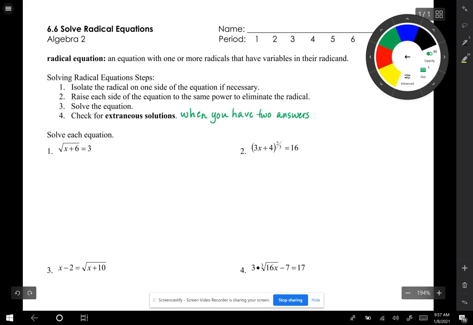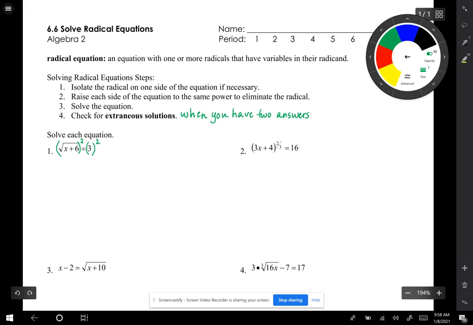And so let's go ahead and begin and do example number 1. We'll start with a little easier and then work our way into more difficult questions. So in problem number 1, notice the radical is already on the left by itself. The x plus 6 is in the radical, and so you don't need to do step 1. Step 2, you raise each side of the equation to the same power. Well, notice that's the square root of x plus 6, so you are going to square both sides.